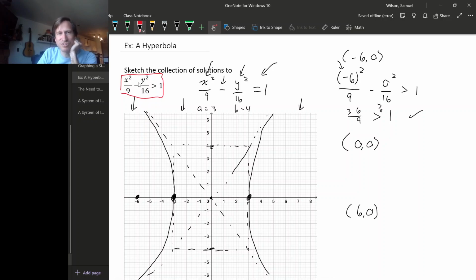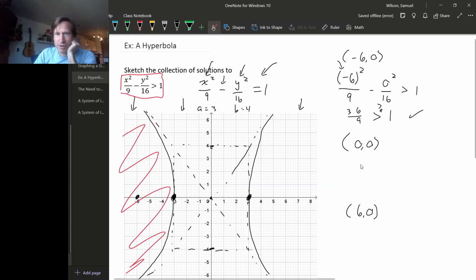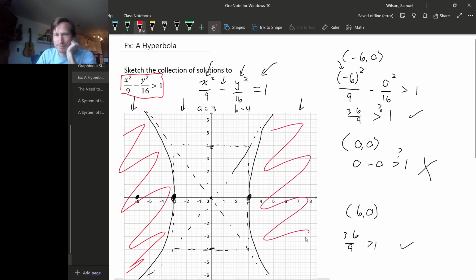I'm going to draw the solutions using this red pen just so that all the black drawing that I did on the graph so far doesn't confuse us. Okay. For 0, 0, when we plug that in, we get 0 minus 0 greater than 1. Is that true? No, that's false. So the region in the middle is not full of solutions, right? All of the points in this middle region are not solutions to the inequality. And then for this far right point, we get 36 over 9 greater than 1, and that's true. So this right-hand region is also full of solutions.